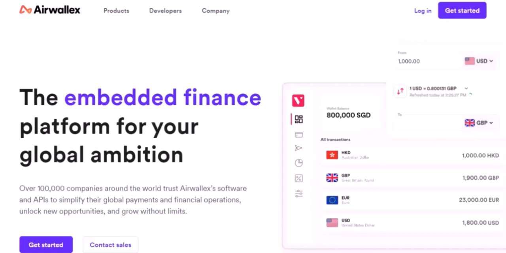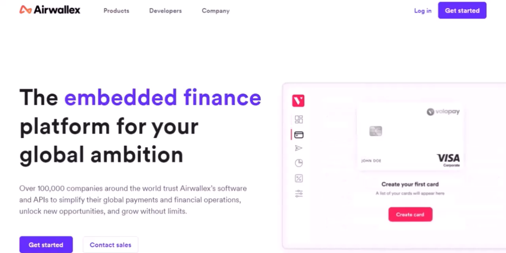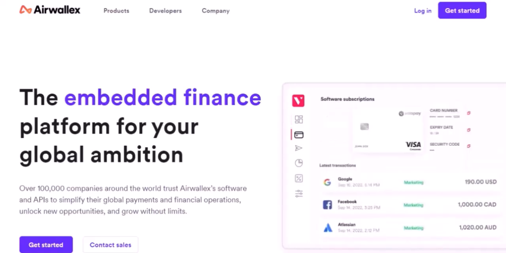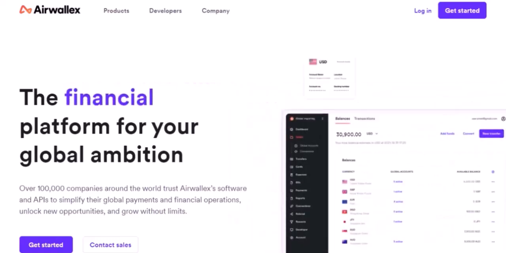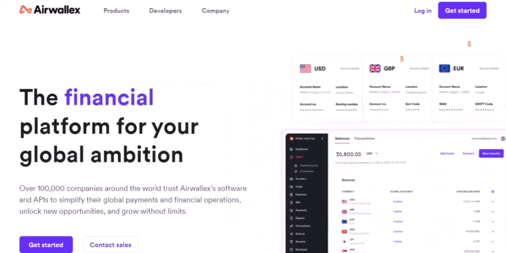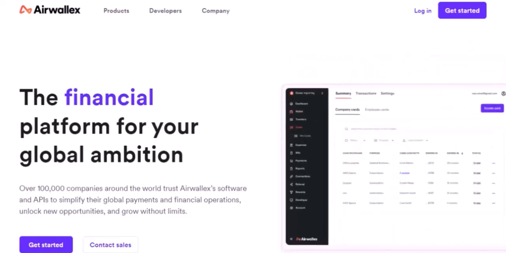Airwallex is a popular choice for businesses, offering a range of financial services like international transfers, currency exchange, and business cards. But what happens when you need to access your funds? Can you easily withdraw your Airwallex balance? The answer is a resounding yes, but let's break down the specifics.